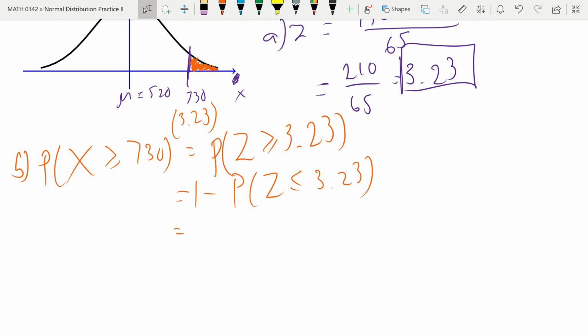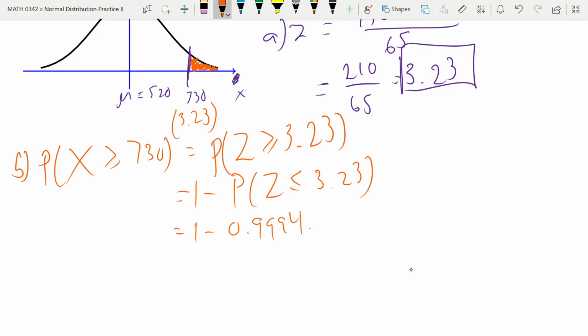And we'll go ahead and look this up in our table, which we have handy. Mine is just off camera on paper. And it turns out that the probability, the area we need is 0.99, let's see, 9994. Okay.